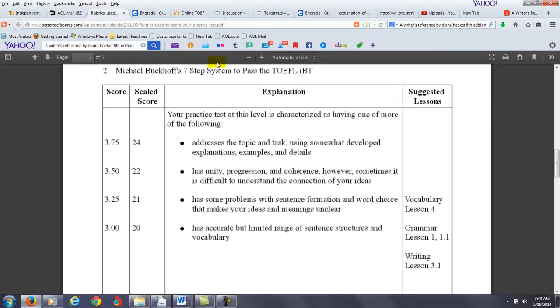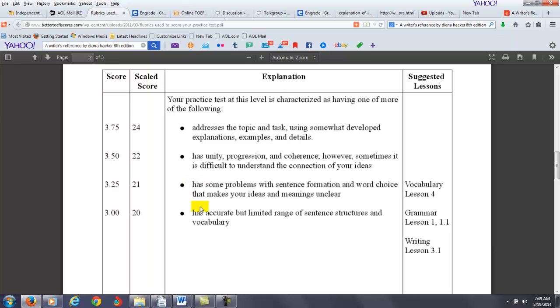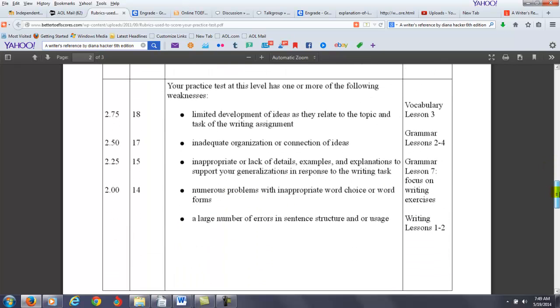In this one, I don't think you'll score in the 3 range. Here's your problem. To score in the 3 range, you have to have accurate but limited range of sentence structure and vocabulary. Generally, you do not have accurate vocabulary or accurate sentence structure. You're having some problems either expressing your ideas in your sentences or using the right vocabulary to express your ideas. So we're going to have to go a little bit lower than that.